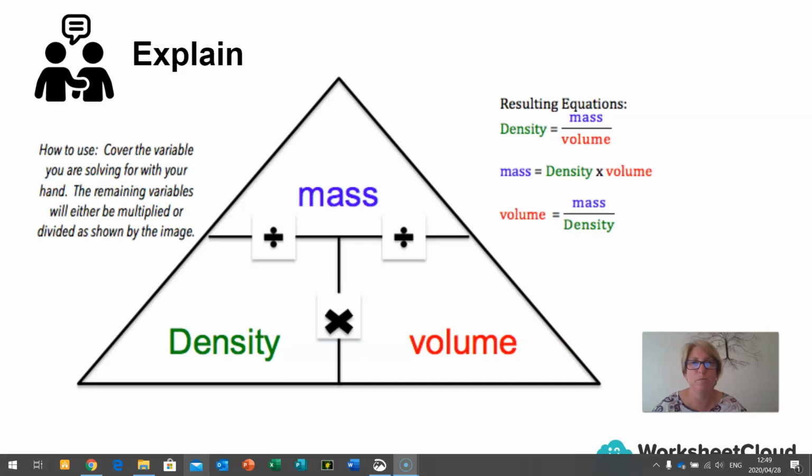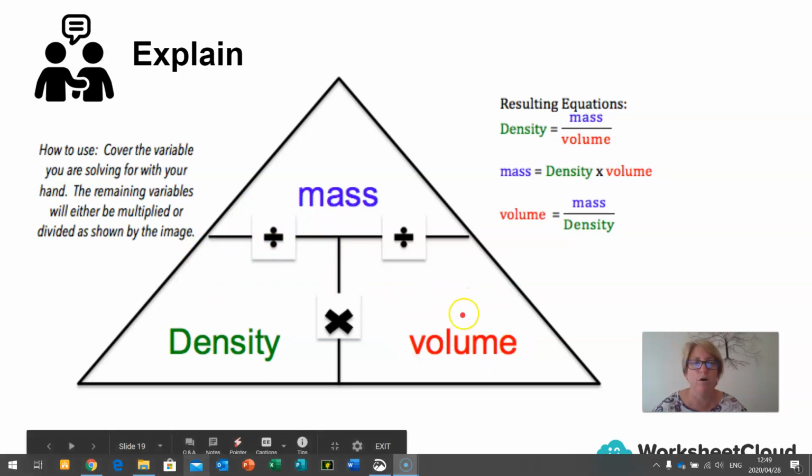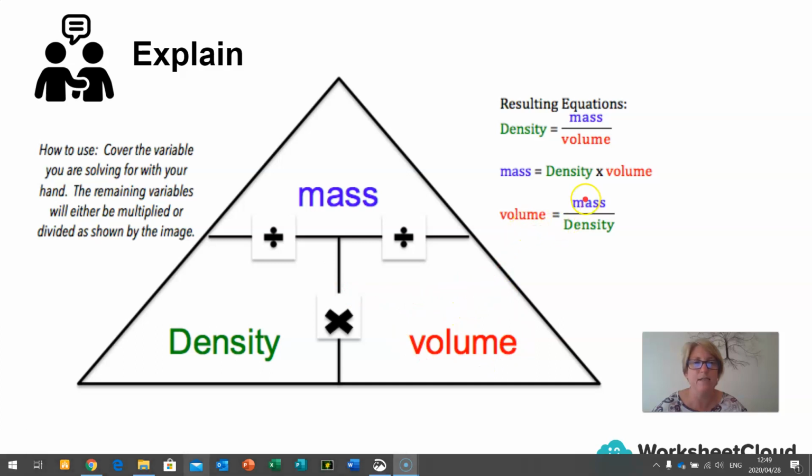Now, what if you are asked to calculate volume? So now I want you to put your hand over volume, and let's see what variables you are left with now. You are now left with mass and density. And it's the horizontal line that is separating mass from density, and that horizontal line means divide. So if you are wanting to calculate volume, volume equals mass divided by density.